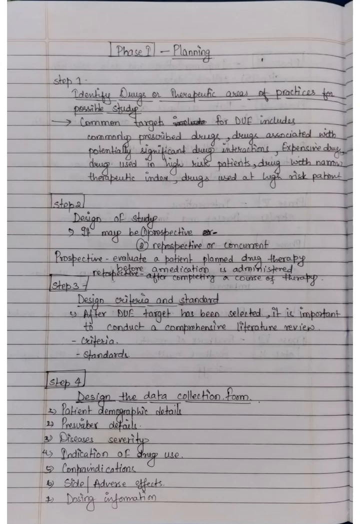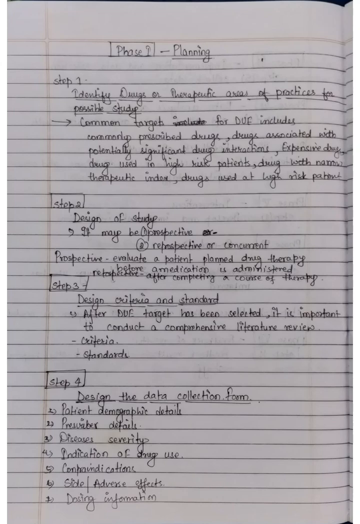Okay, in step 2, design of study. It may be prospective, retrospective, or concurrent. In prospective, evaluate a patient's planned drug therapy before a medication is administered. And retrospective, in this, evaluation is after completion of a course of the therapy. Step 3, that is design criteria and standards. After the DU target has been selected, it is important to conduct a comprehensive literature review, that is criteria and standards.